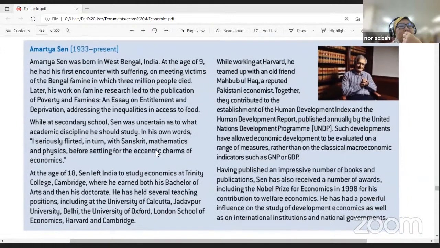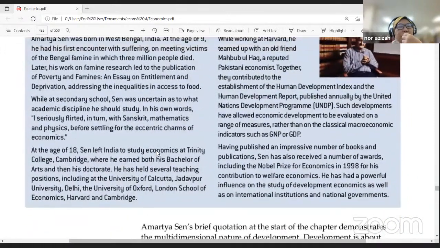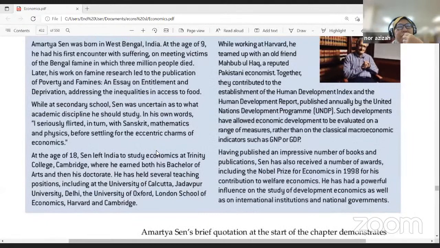Siapa ke Amartya Sen ni? Kita biar dulu lah, nanti kita baca history, bio dia.